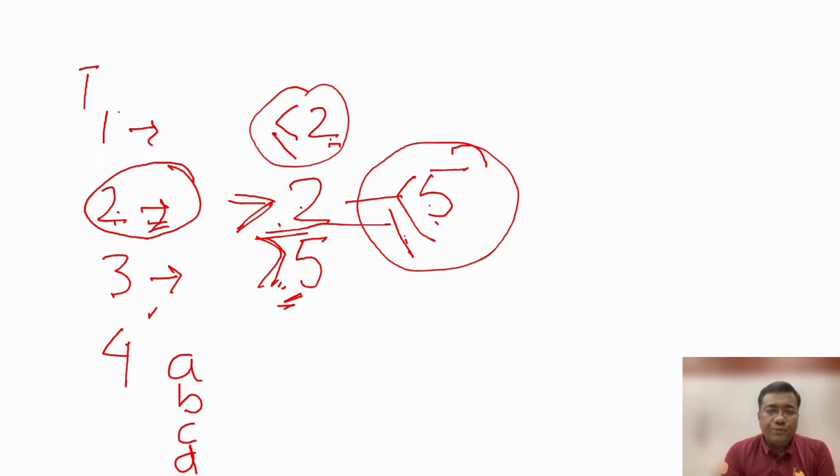Now T4 a, b, c, d. How do you remember? You just remember the breast. So this is the chest wall.